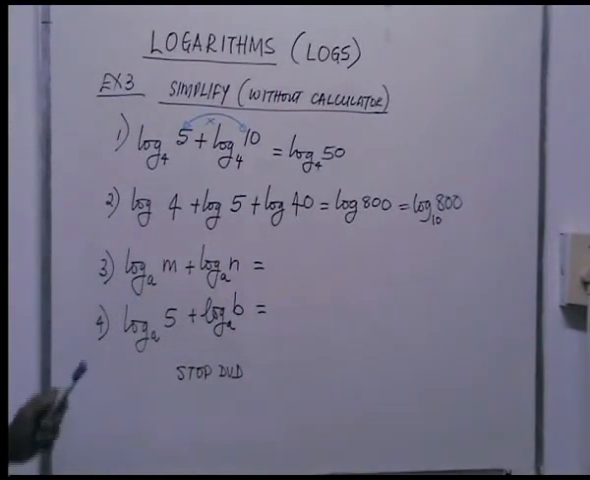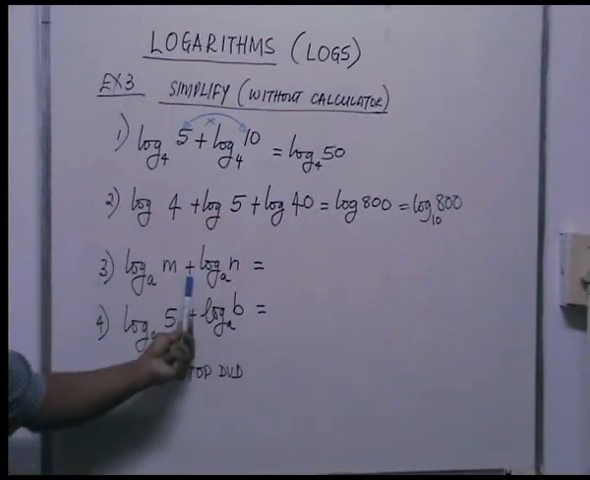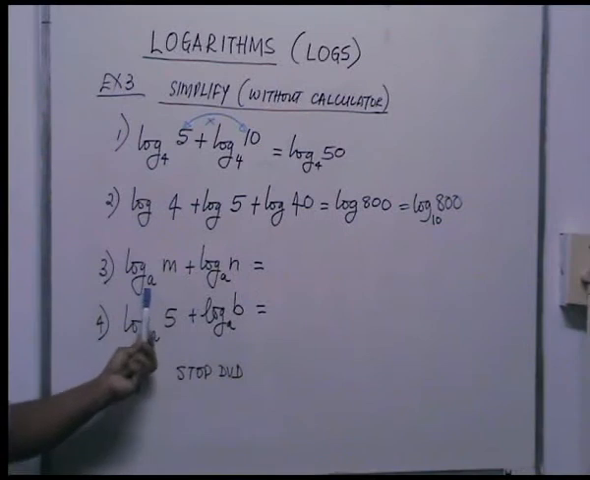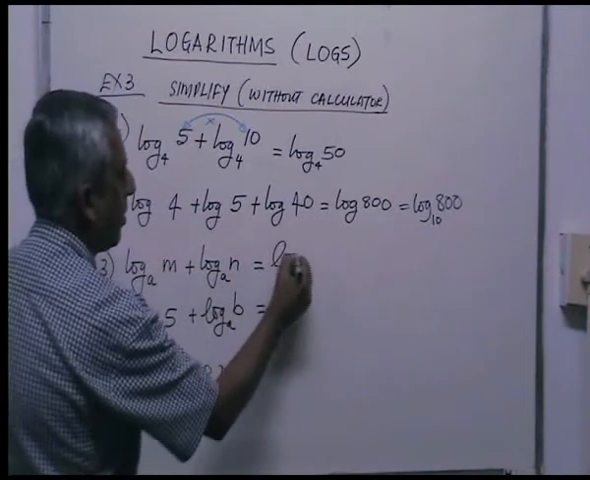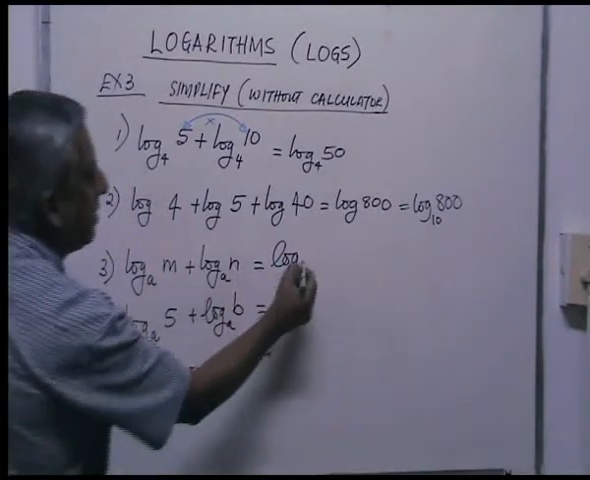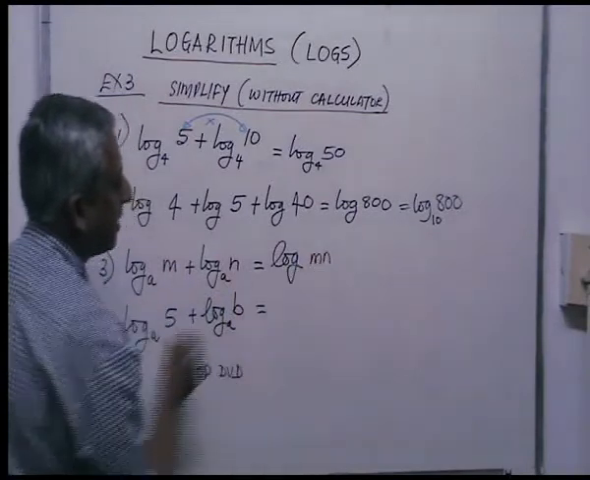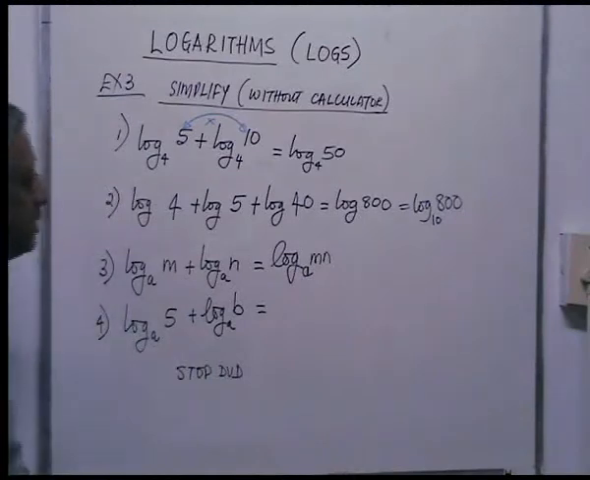Choice is mine. I can write it or leave it because the base is 10. Right, let's move to number 3. Once again, before I apply the law, I can see a plus sign, so law 1 applies. Are the bases the same? Yes. Therefore, it will be log. Now, these two numbers will be multiplied. M times n is mn. And the base is a. The base must be written.